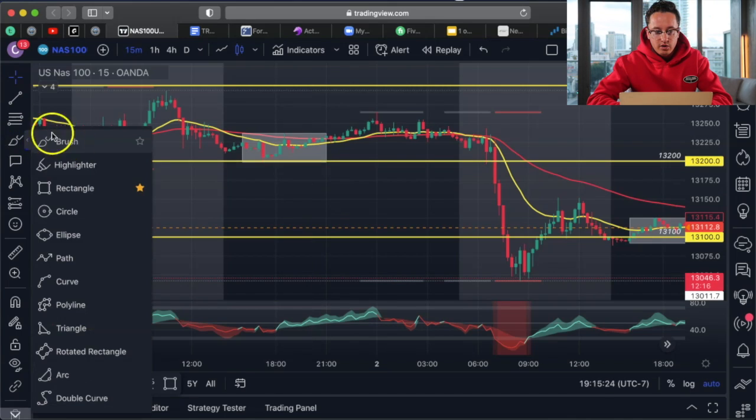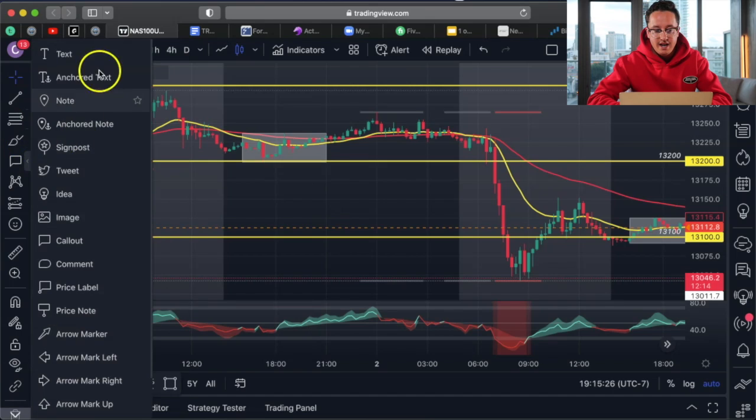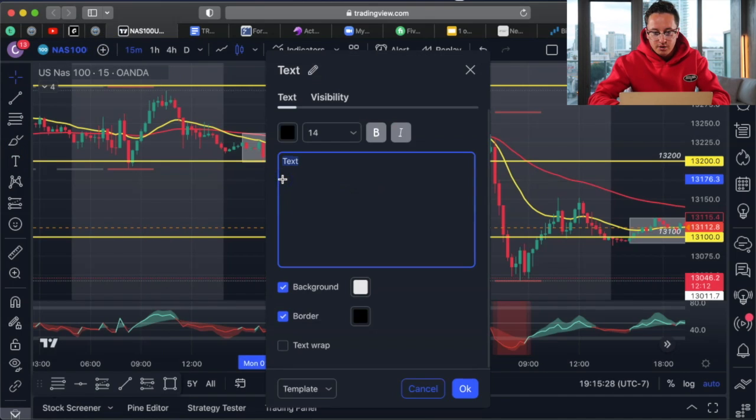Now let's go over the times to trade and the time frame. I'm going to just put a text right here. So it's times we trade. The time that we're going to be focused on trading is 6:15 a.m.